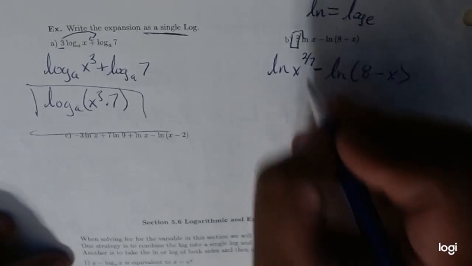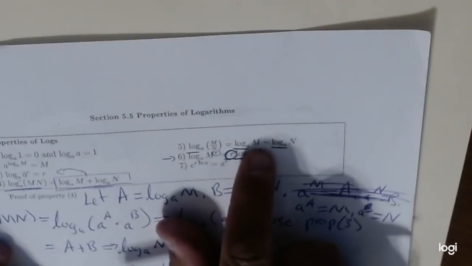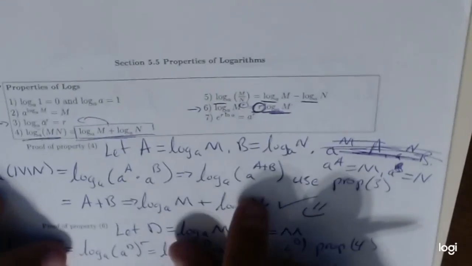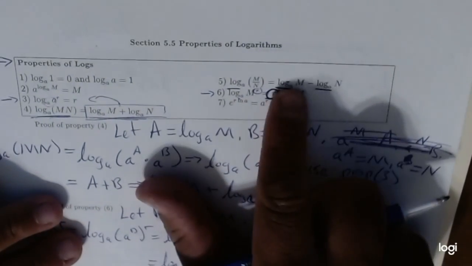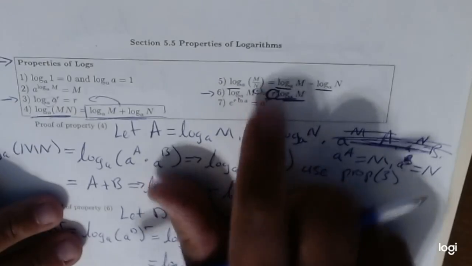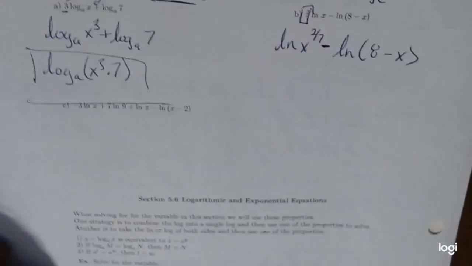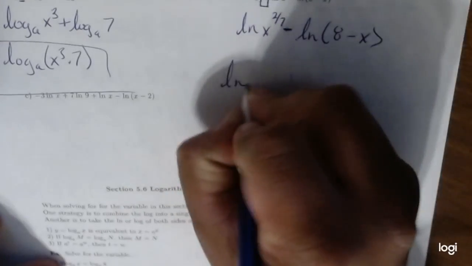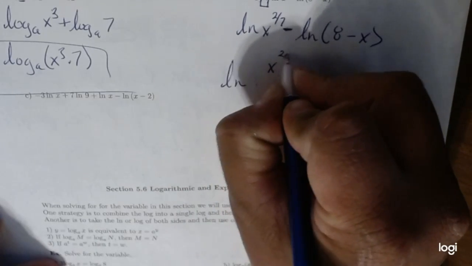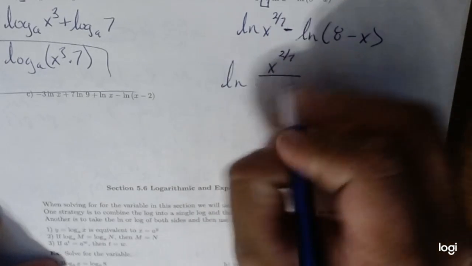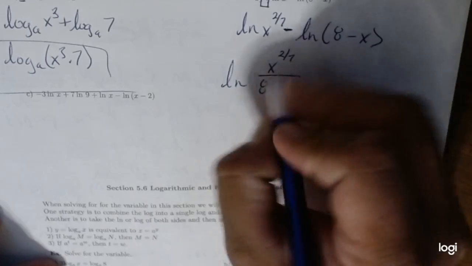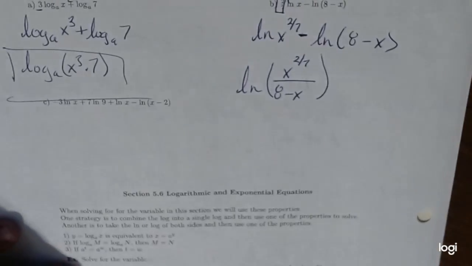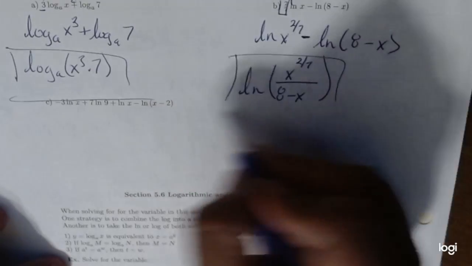Okay, so since we're subtracting, subtraction, the opposite, means we divide the logs. And the order does matter. It's always top minus bottom when it comes to this portion. So when we put them together, it's going to be natural log of the top, which is x to the 2/7, divided by 8 minus x. Again, all in one log itself, in this case, the natural log.